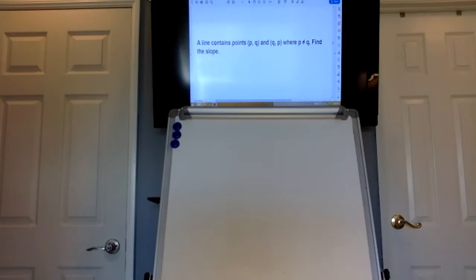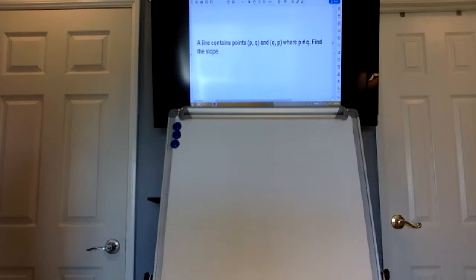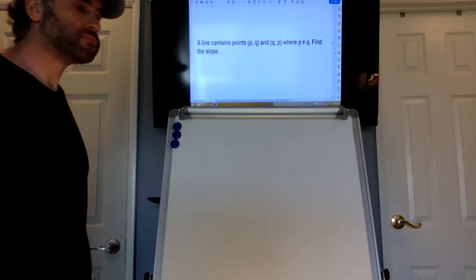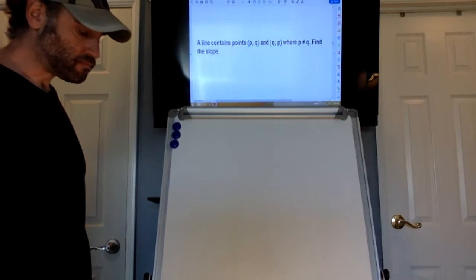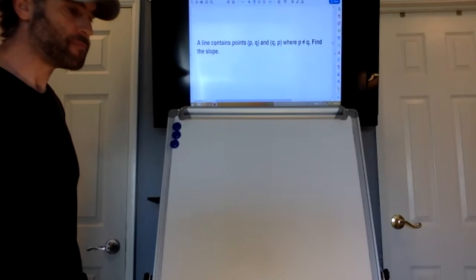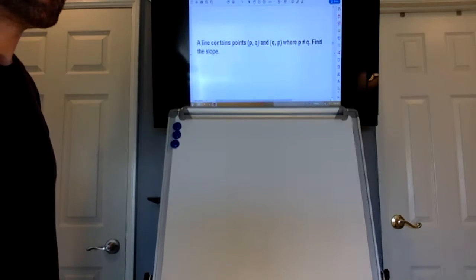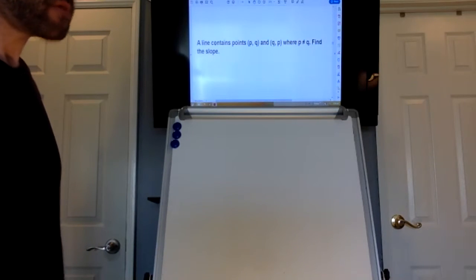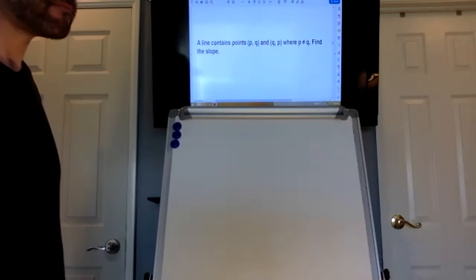What's a slope? Change in y over change in x. You've got two y coordinates and two x coordinates. So do the first x minus the second x and the first y minus the second y. No, it's the other way around. It's second y minus first y. I mean, you can do it either way. It's the same thing because it's magnitude. Right. Okay.